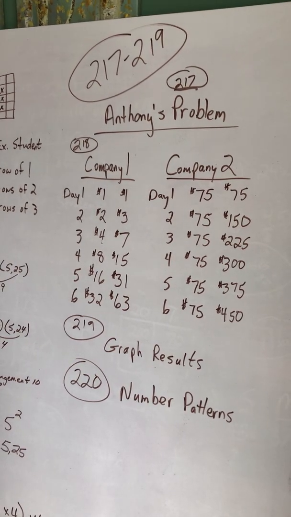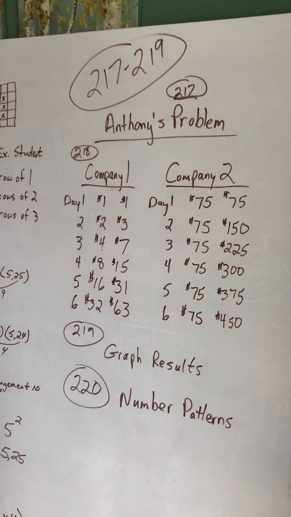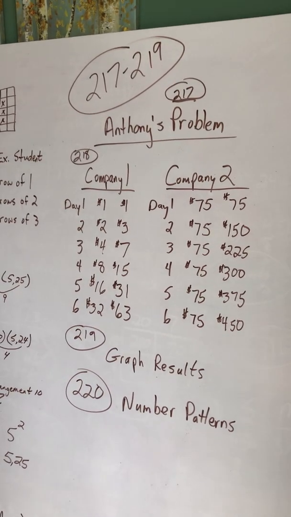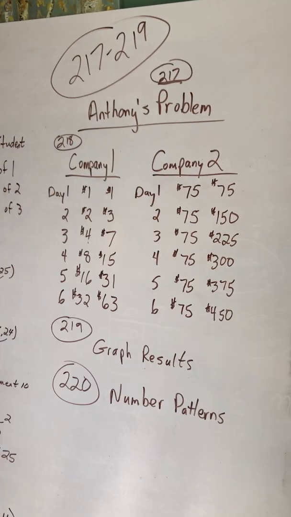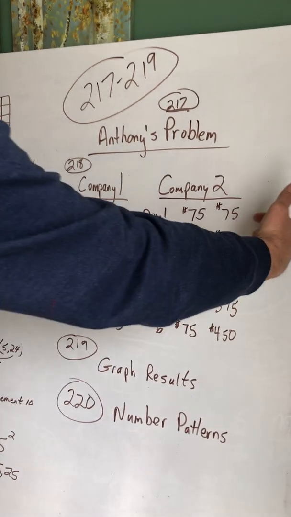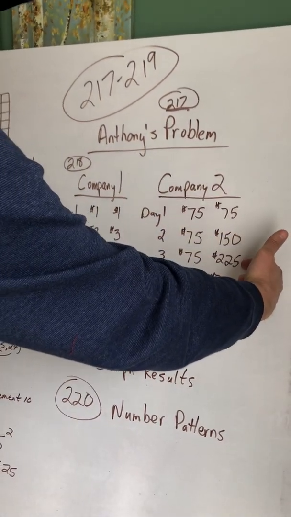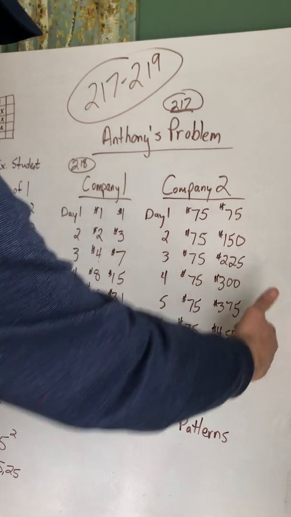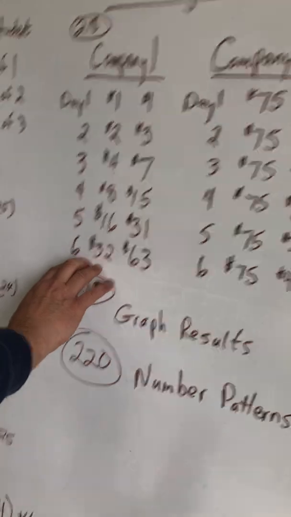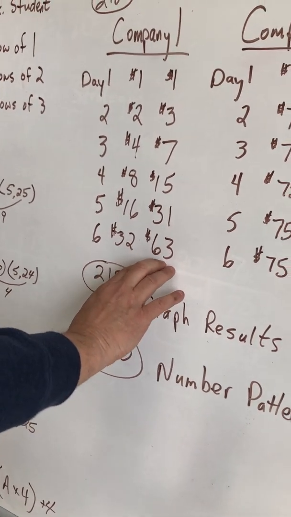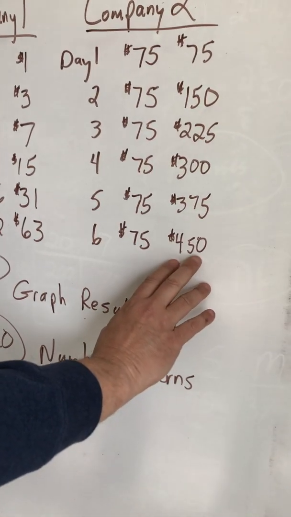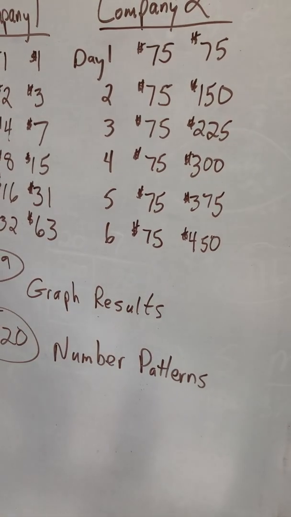What's the quickest way Anthony can get there if you use the double philosophy, double money every day? How quick can he get there? Company 2 is just 75 bucks a day, so you accumulate as you go up. Every day is another 75. So here on day 6, for instance, Anthony in company 1 has got $63. Day 6, company 2 has given Anthony $450.